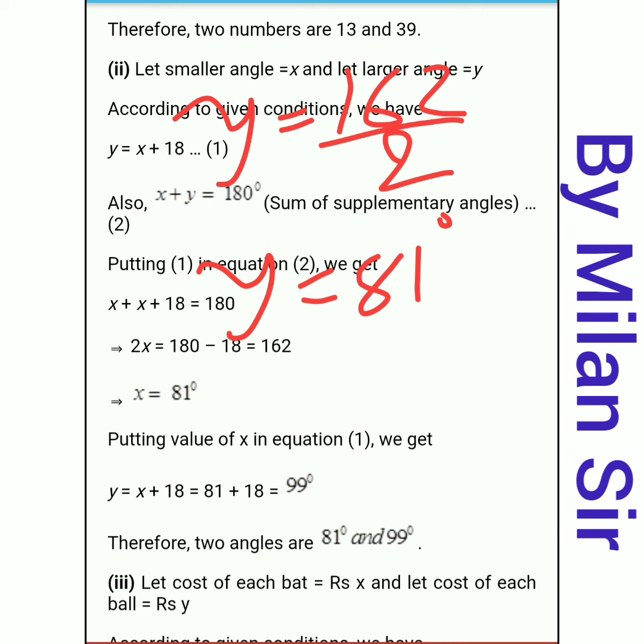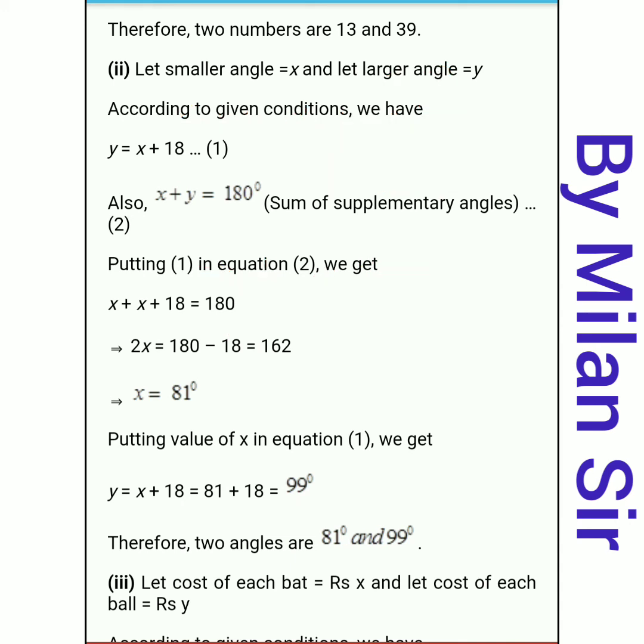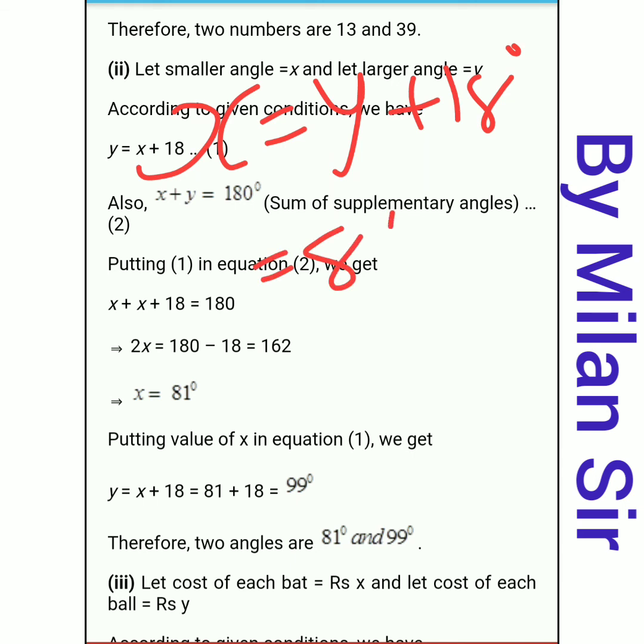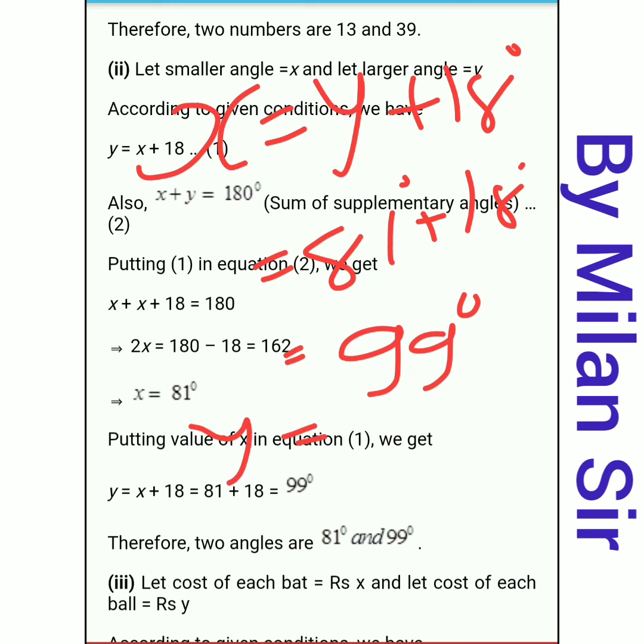Now put this value in equation number 2. Put y equal to 81 in equation number 2. Our equation number 2 is x is equal to y plus 18. Now put y equal to 81. So 81 plus 18 is 99. So x is equal to 99, and we already got y is equal to 81.